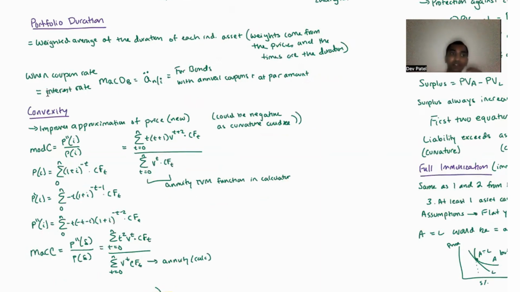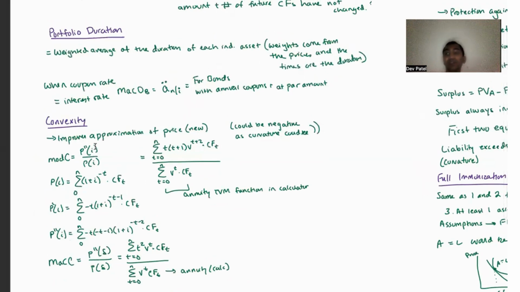And then we have this notion of convexity. Convexity, you can think of this as just another metric to improve the approximation of price. Previously we approximated price using these two formulas. You can think of convexity as another concept created to really improve this approximation of price. It's really trying to determine the curvature of this price curve, because if we can understand that better, then we can better approximate the price.